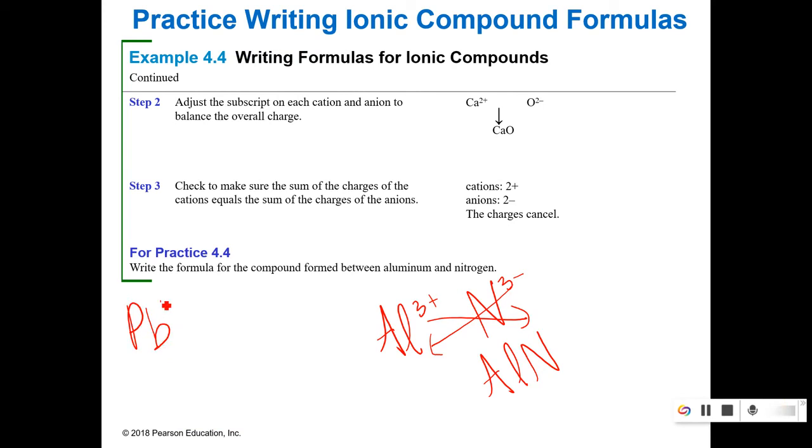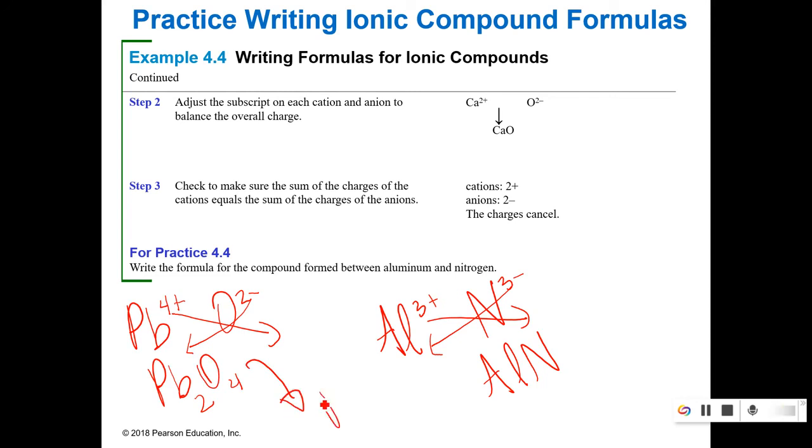Let's do one like Pb4 plus and O2 minus. We'll get to these transition metal ones in a little bit. But we cross these, I get Pb2O4. But really, this is PbO2, because they reduce. If they are reducible, go ahead and reduce them.